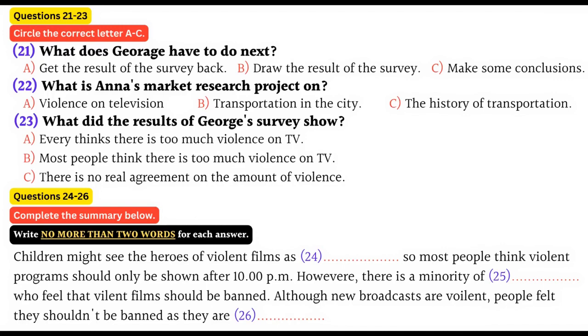So, what did most people suggest should be done? A lot of people were concerned about how these films affect children. They are particularly worried that children will try to behave like the stars. The survey shows that violent programs should be broadcast after 10 p.m., when most children are already in bed. There is also a significant minority of people who feel that violent films should be banned altogether.